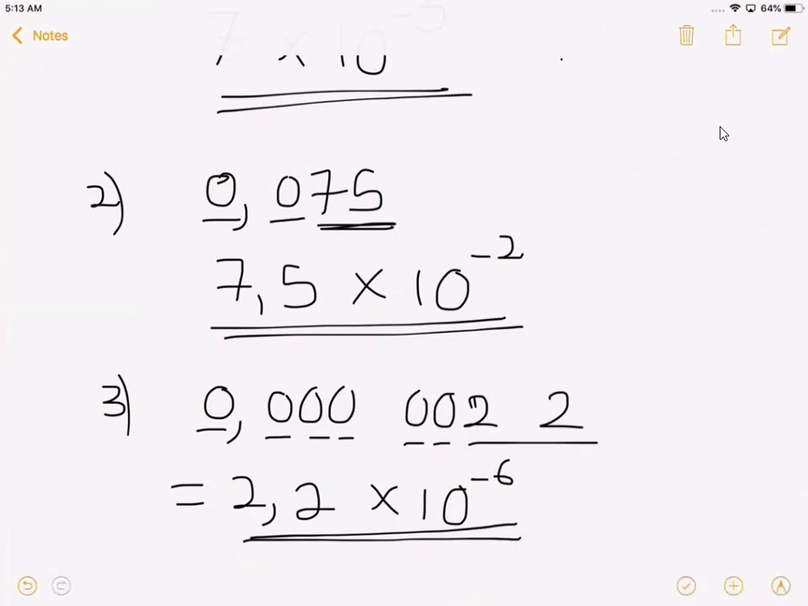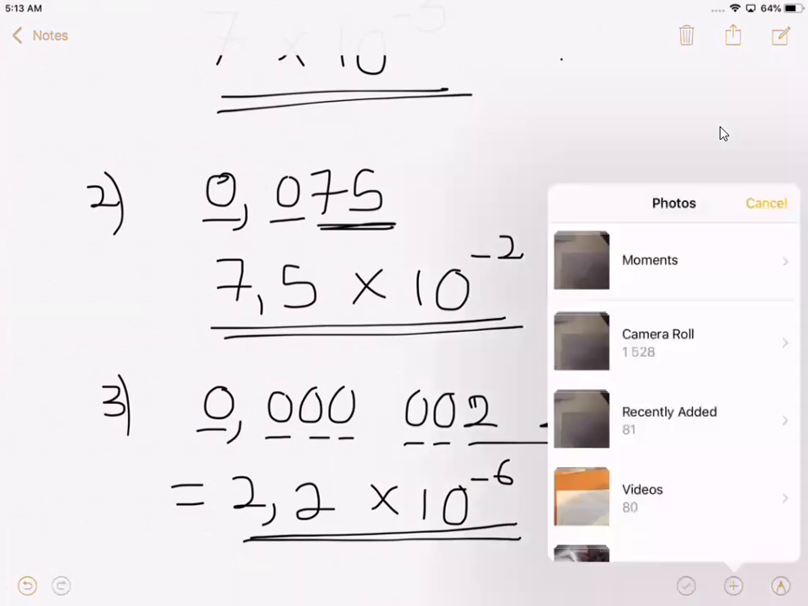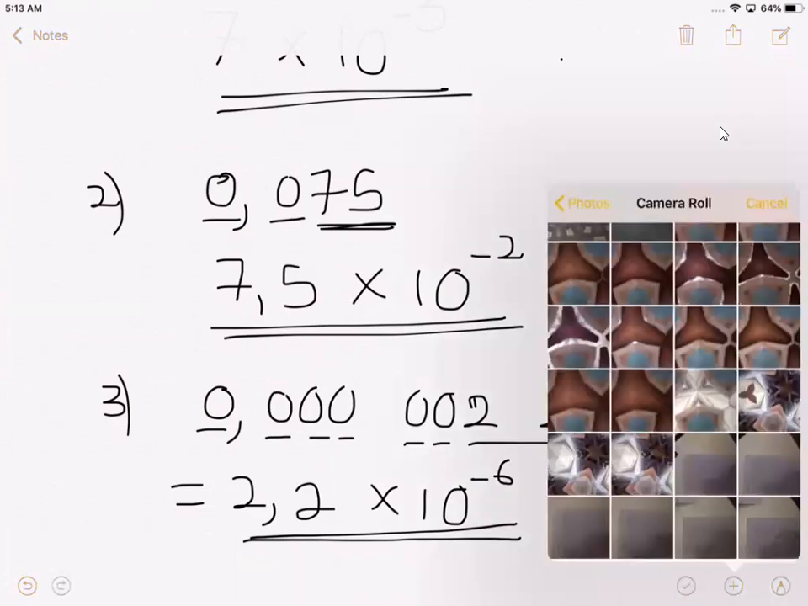There is your work. I don't know what was wrong with my camera. It doesn't matter.